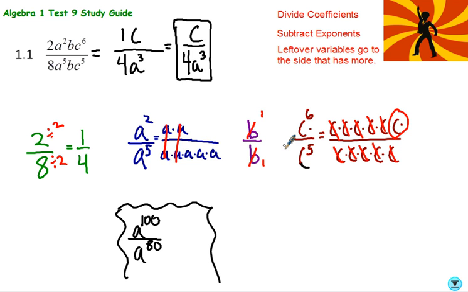So we're going to use a shortcut, and make sure you do write this down: we're going to subtract the exponents. You don't have to write it out like this. The shortcut is to subtract the exponents. And if you have leftovers, the leftovers go to the side that has more. And that's what your fraction would be reduced.